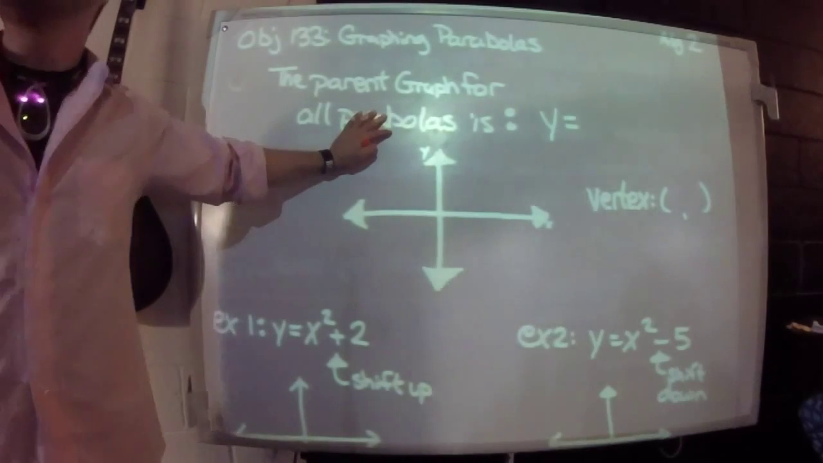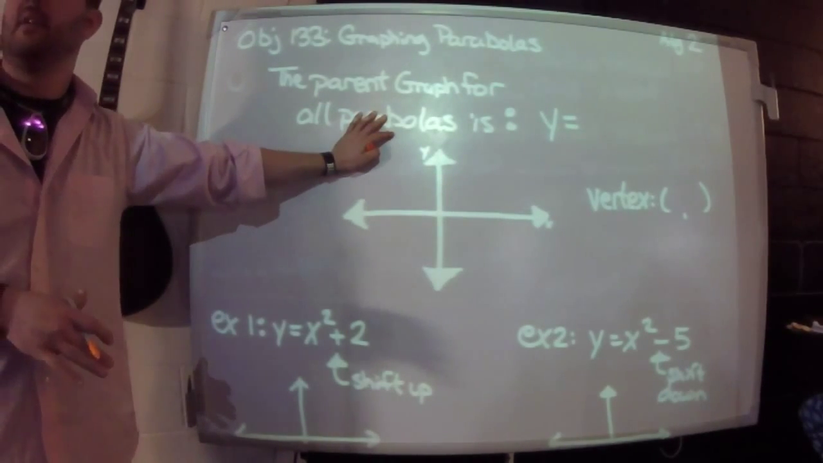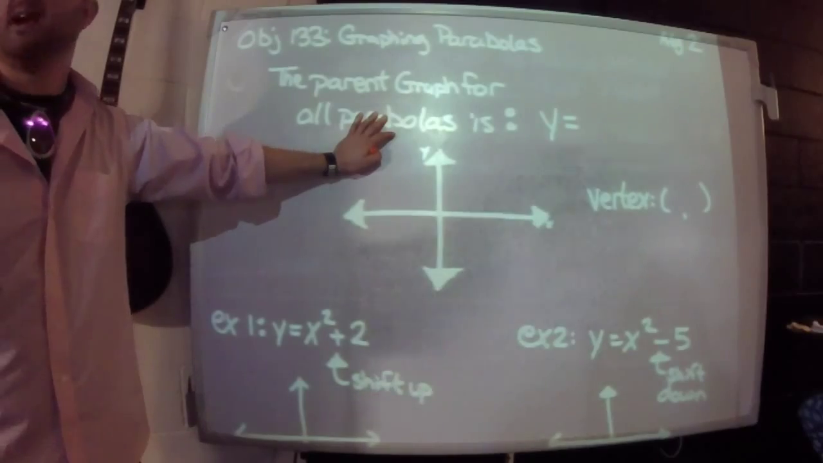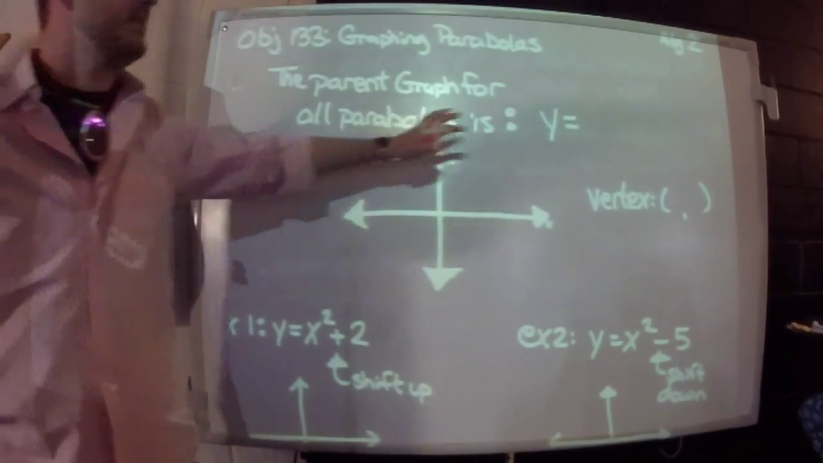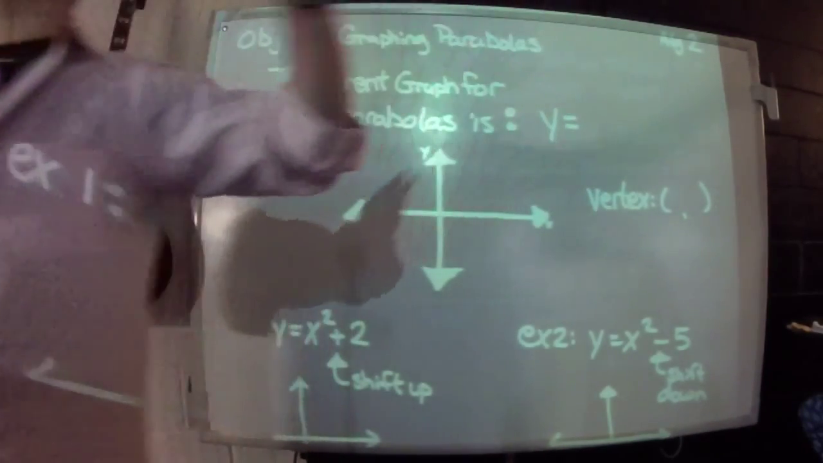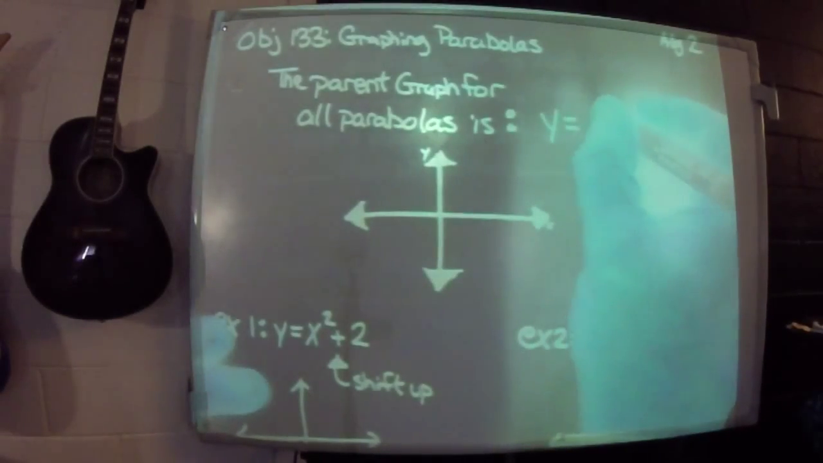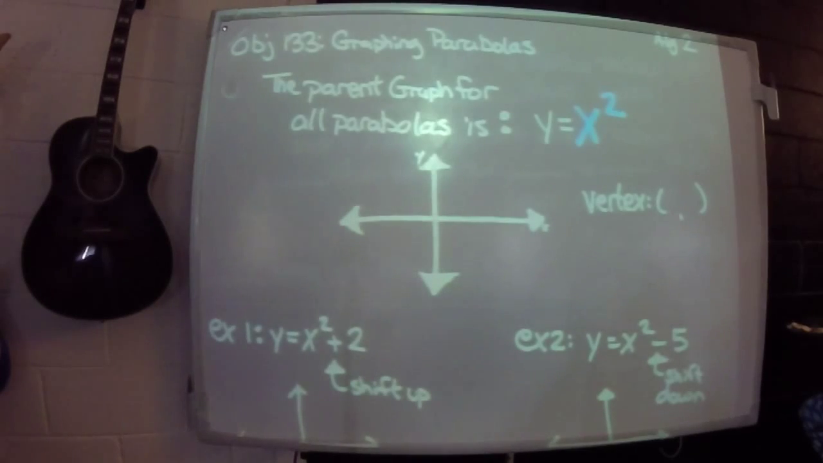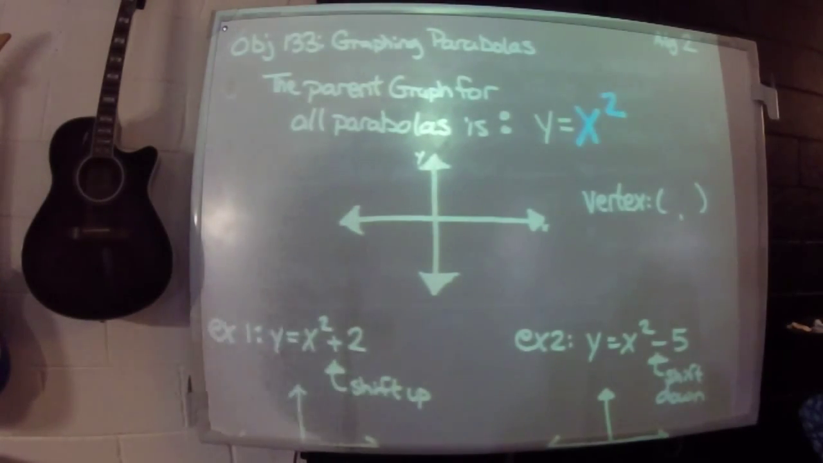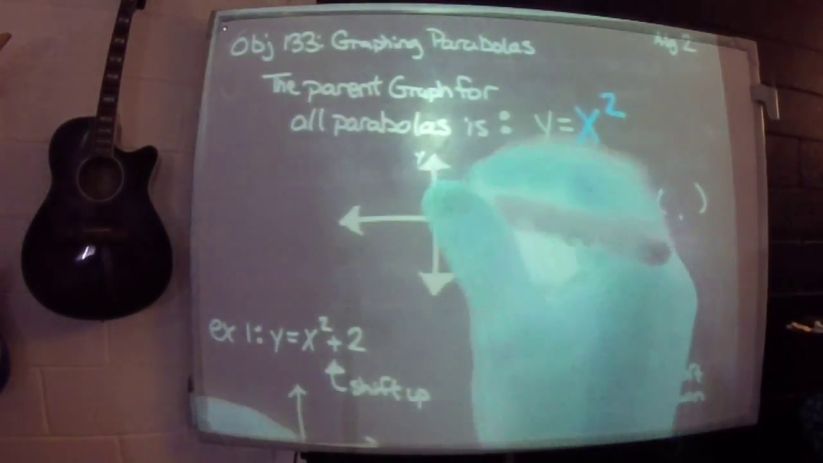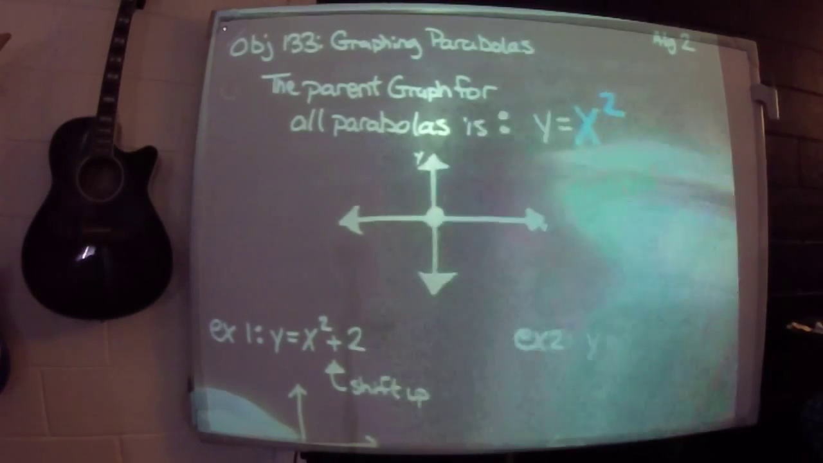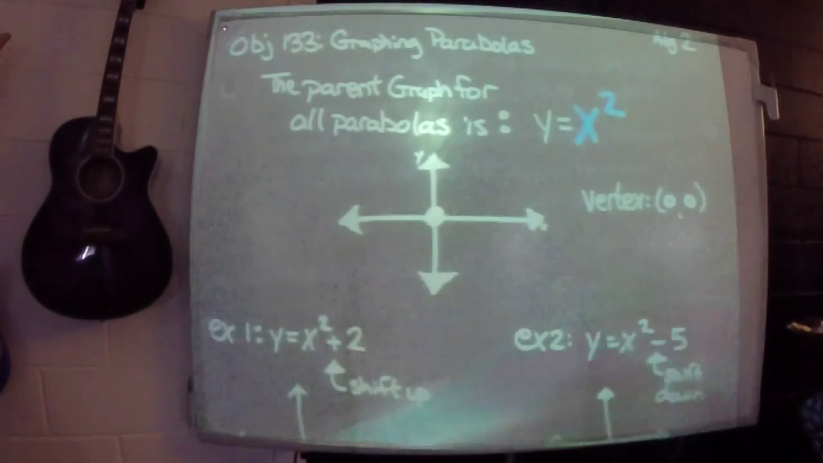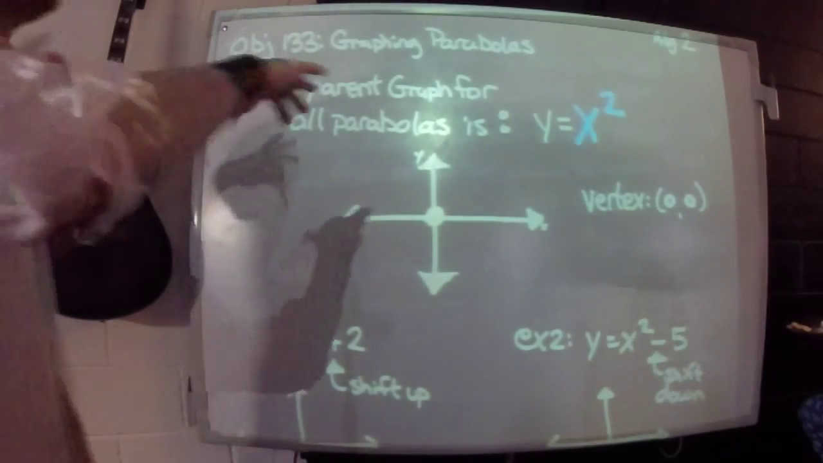Now, when you talk about the most basic thing, you're going to say parent graph. So when it comes to a parabola, the most basic parabola is just y equals x squared. The reason is the vertex of this thing is on the origin, at 0, 0. And then it does the regular U shape from here.